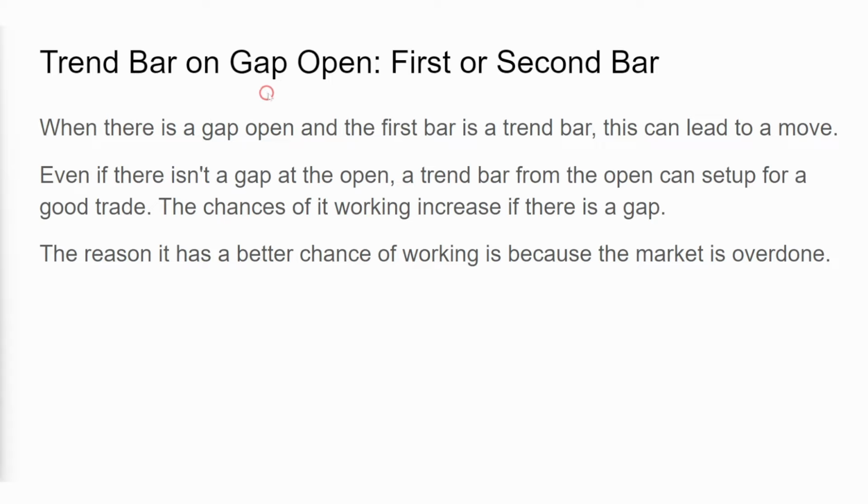Trend bar on gap open, first or second bar. When there is a gap open and the first bar is a trend bar, this can lead to a move. Even if there isn't a gap at the open, a trend bar from the open can set up for a good trade. The chances of it working increase if there is a gap. The reason it has a better chance of working is because the market is overdone.